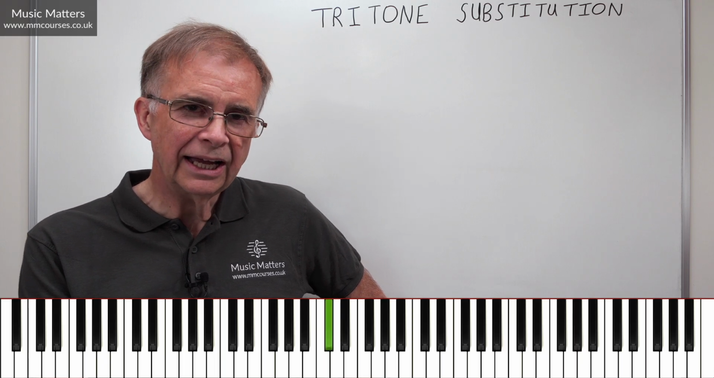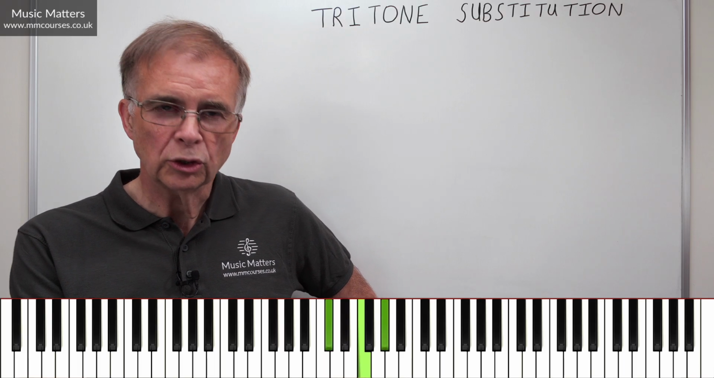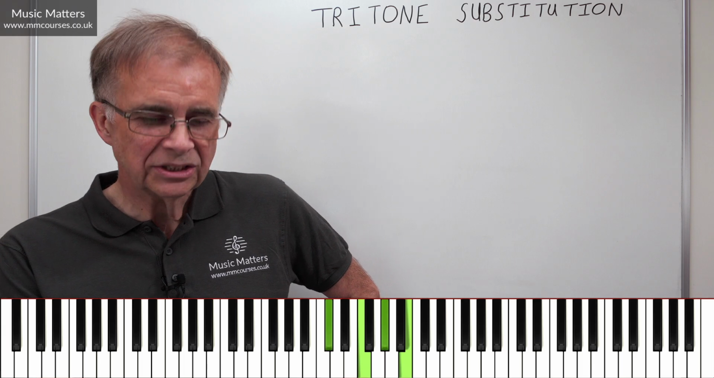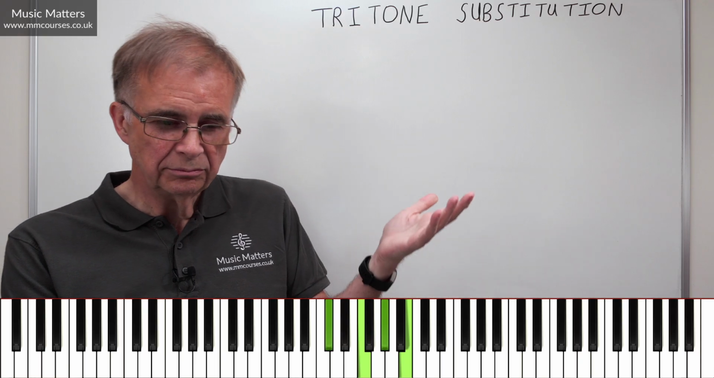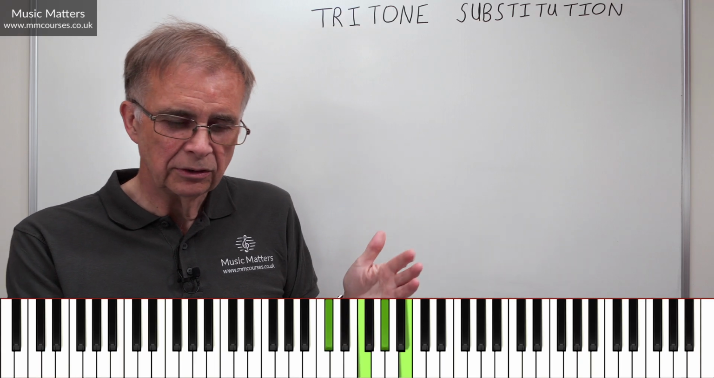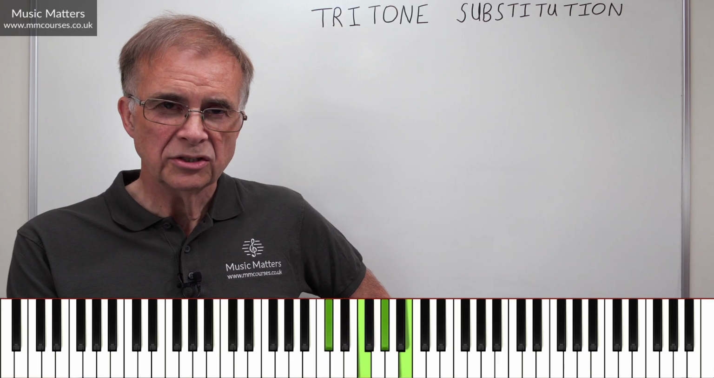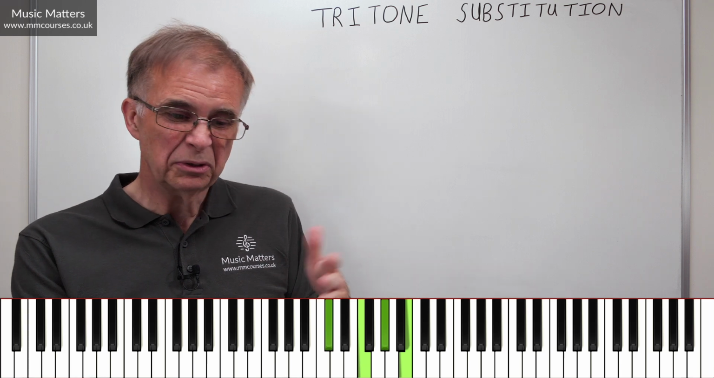So D flat, F, A flat, that gives you a major chord. Then add your C flat. We called it B when we were doing G7, but let's call it C flat, it doesn't really matter at the moment. And you've got your tritone substitution. So do you see how we got there? Just a slightly simpler way of doing it.